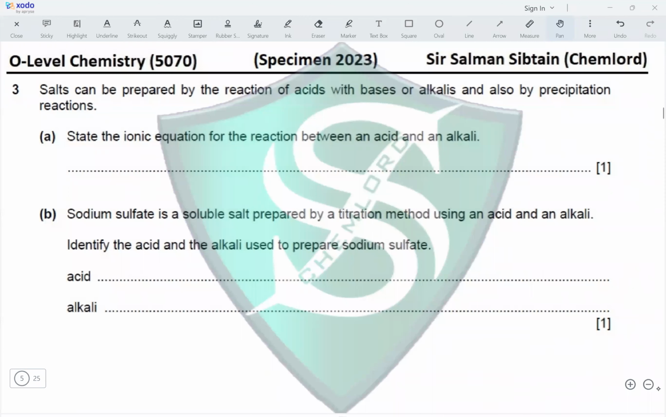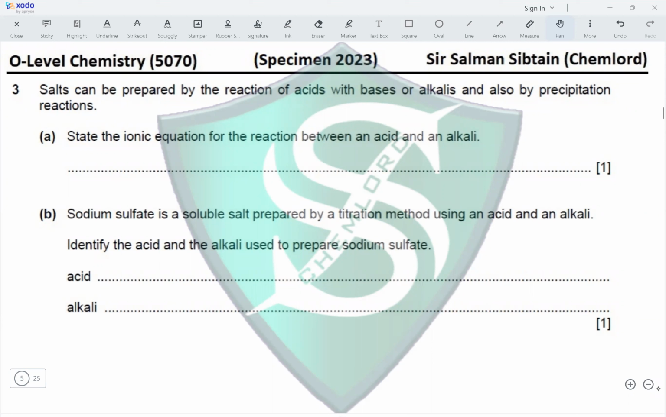Question 3. Salts can be prepared by the reaction of acids with bases or alkalis and also by precipitation reaction. Part A, state the ionic equation for the reaction between an acid and an alkali.